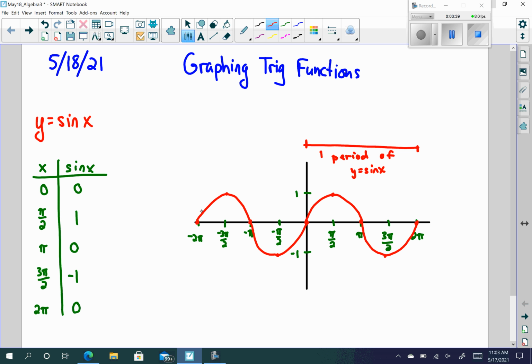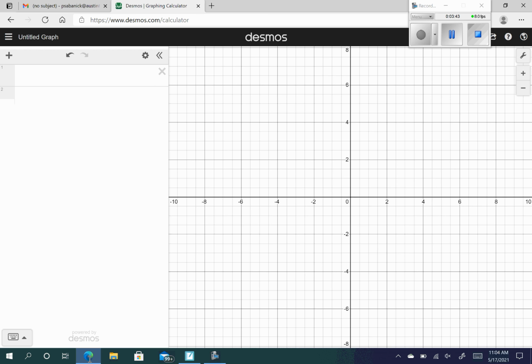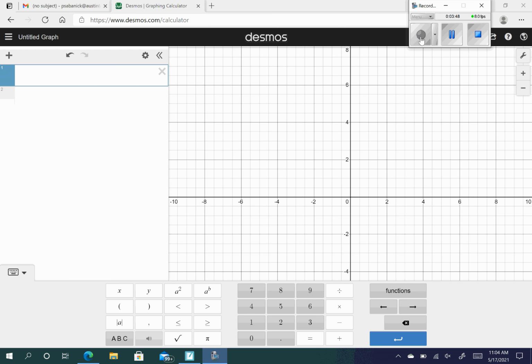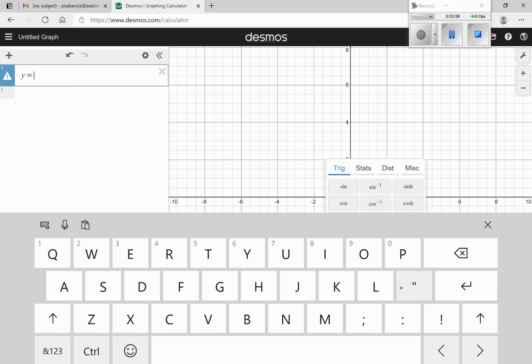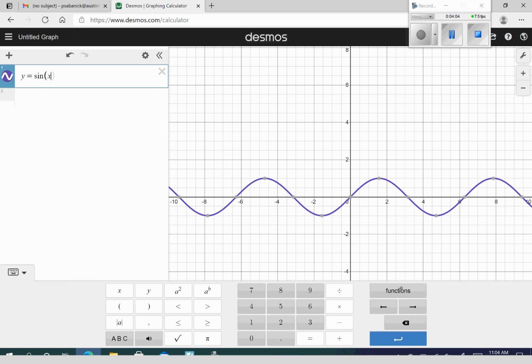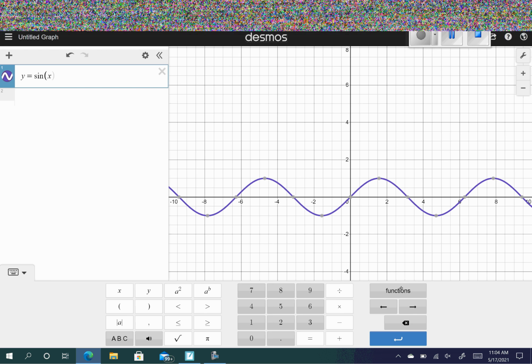So let's go to Desmos. I just want to show you. If we were to type this in, now if you're going to use Desmos, you have to use this functions button right here, and we want to go up here to sine, and then just x, so I'm going to make that lowercase. And here we can see this goes on forever.